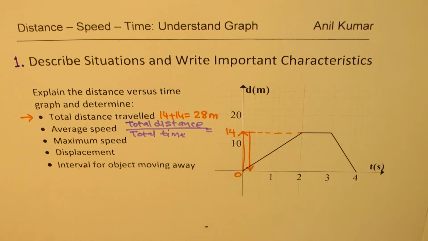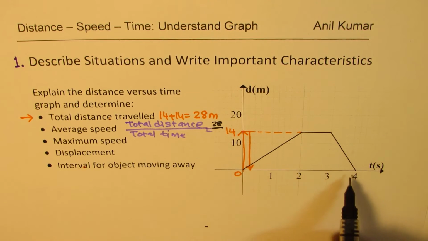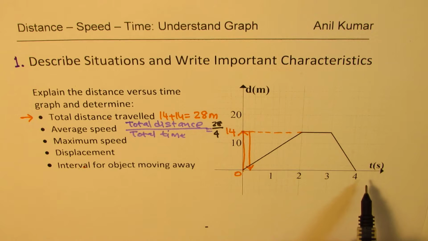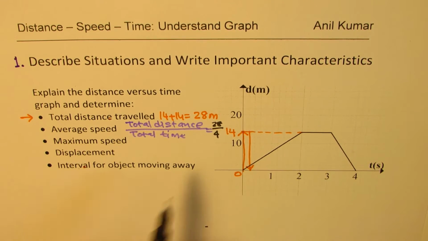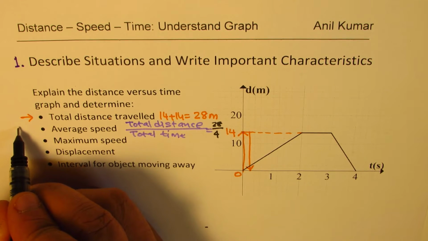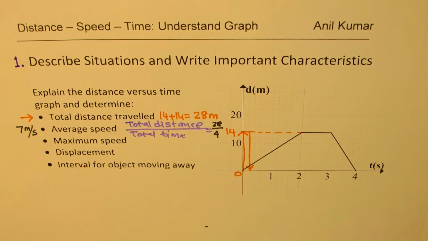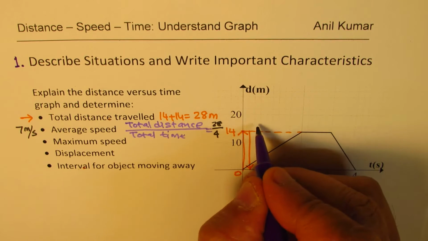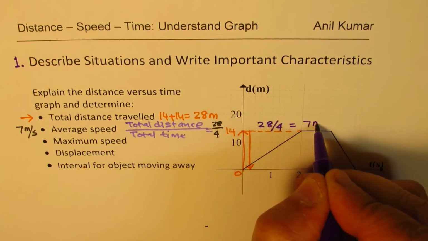So in our case, how much is it? Total distance is 28, we just found, right? So we'll just write 28, and the total time here is 4. So dividing 28, which is in meters, by 4, which is in seconds, we get the average speed of 7 meters per second. So I'll write here 7 meters per second. Is that clear? 28 divided by 4. Perfect. So we get our answer. Let me write down here. So average speed is 28 divided by 4, which is 7 meters per second.